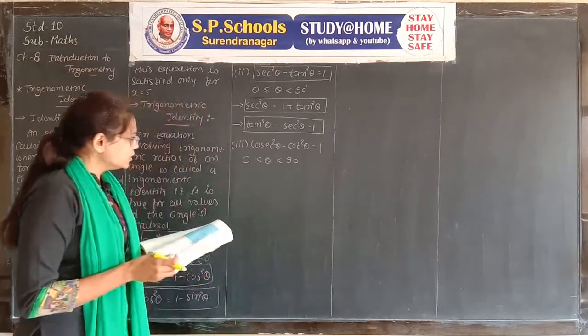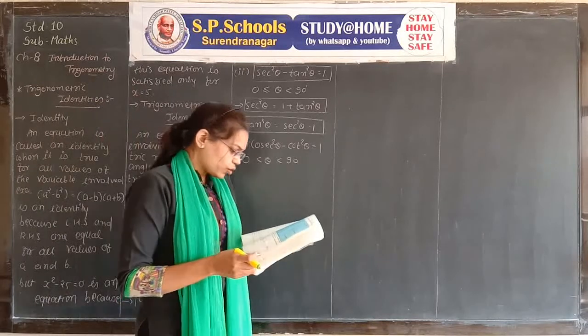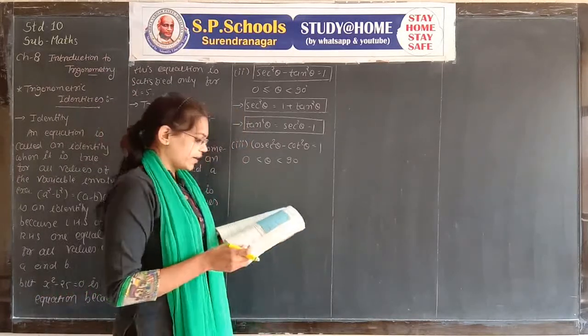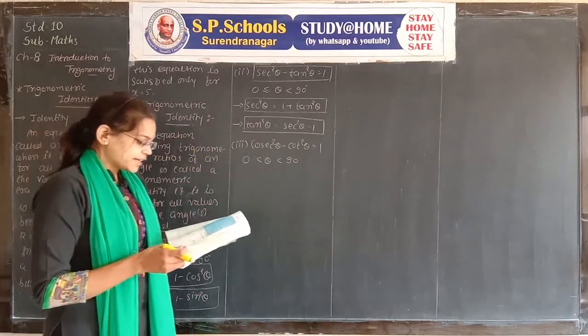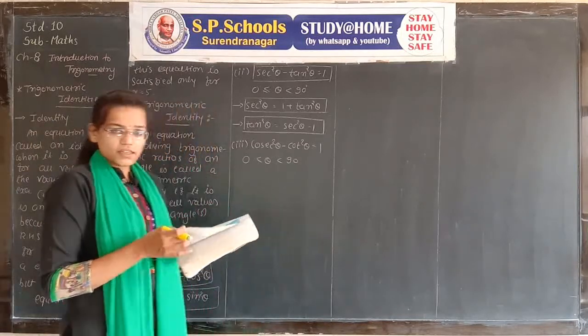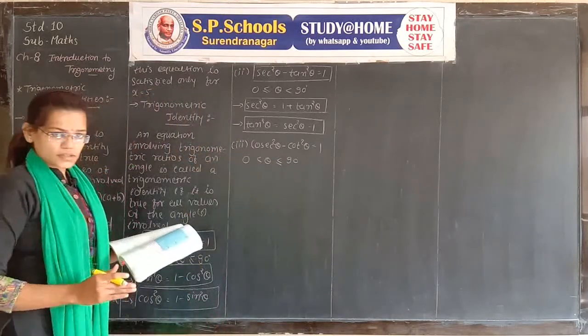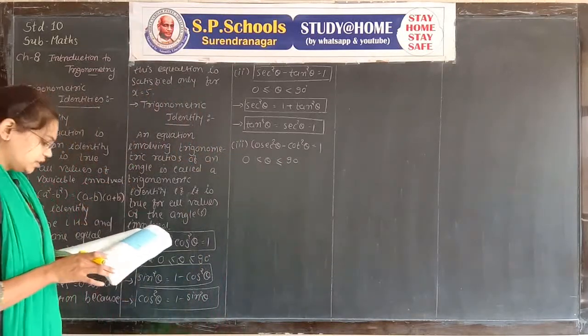For that again we need to see the table. From the table, see the values of cosec 0 and cot 0. Cosec 0 is not defined and cot 0 is also not defined. But at 90, cosec 90 is 1 and cot 90 is 0. So we have to take 90 here but exclude 0 from the values of theta.